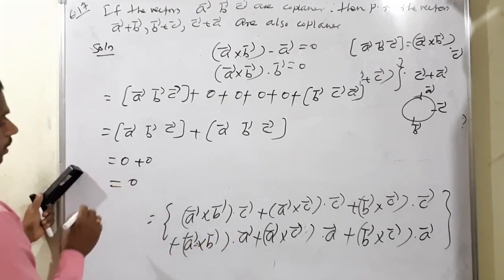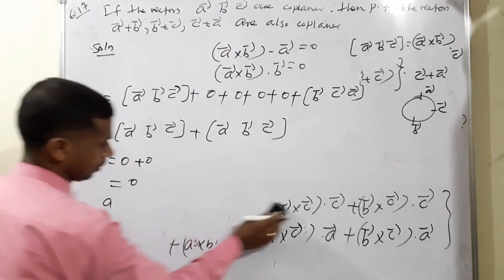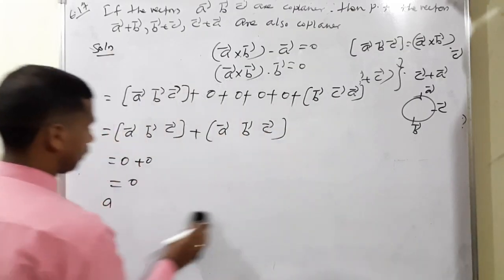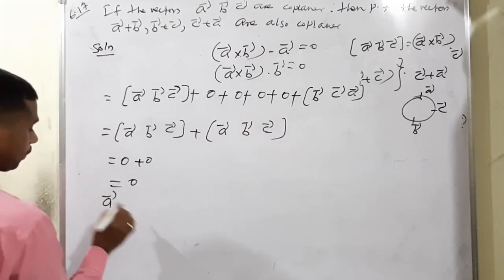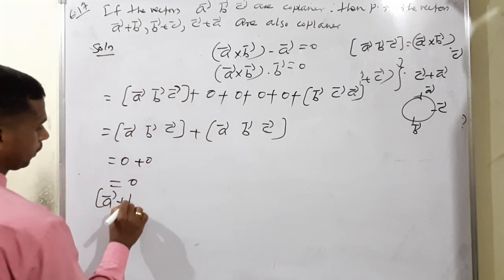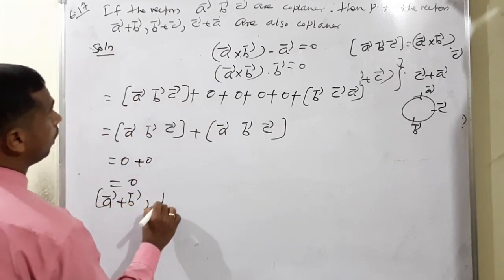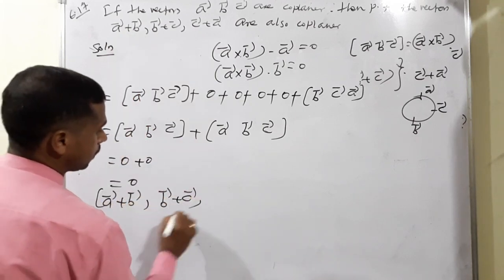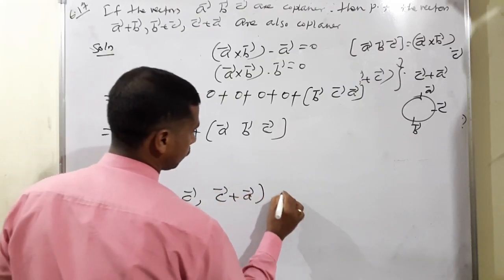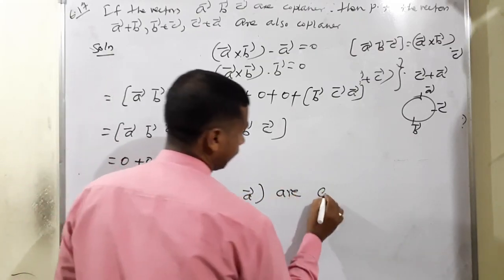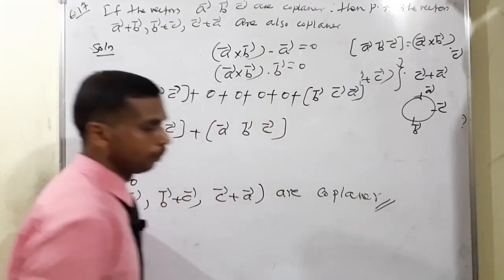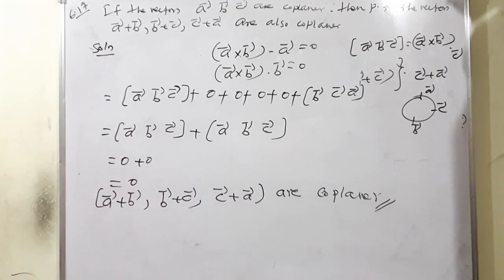Therefore we can say the box product of A vector plus B vector, comma, B vector plus C vector, comma, C vector plus A vector is also coplanar. Okay, we have proved it. I will continue with the next example.